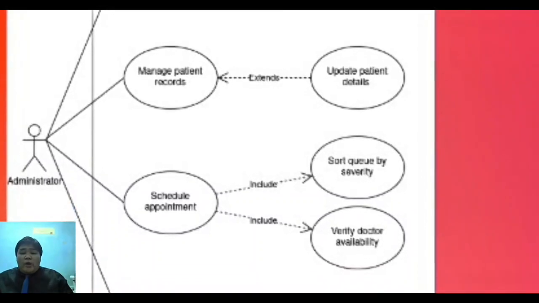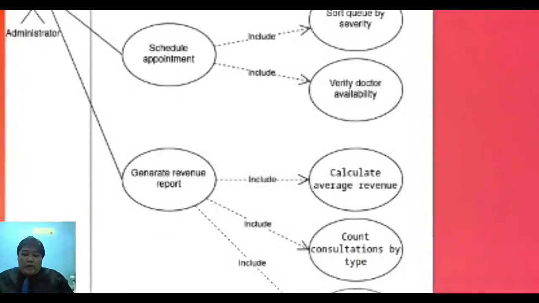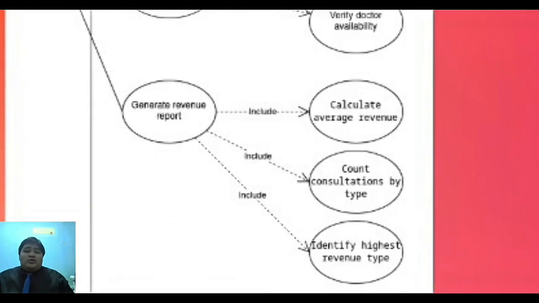After that, schedule appointment includes sort queue by severity and verify doctor availability to prevent double booking. Finally, when we generate revenue report, it will automatically include 3 tasks, which are calculating average revenue, counting the total consultations, and finding the highest revenue type. So basically, this completes the scope design of our system.